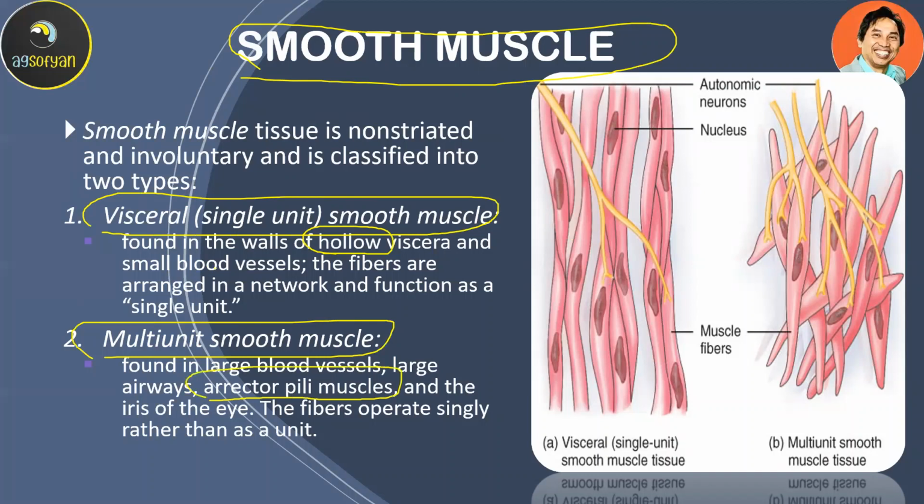Right? So what does single unit mean? Single unit means one motor neuron innervates thousands of smooth muscle cells. That's single unit. Multi-unit means there are several motor neurons that innervate several smooth muscles. So this is a multi-unit smooth muscle.